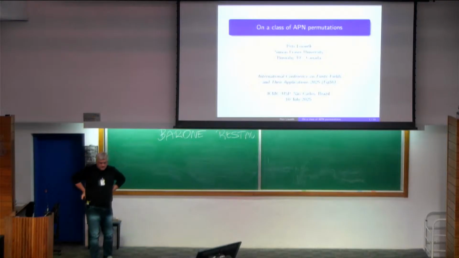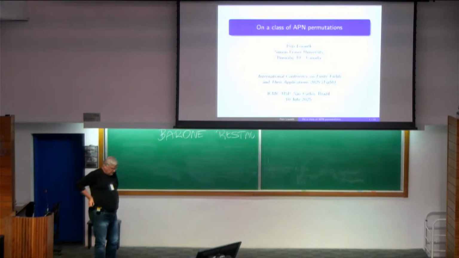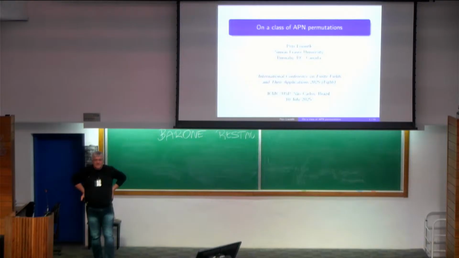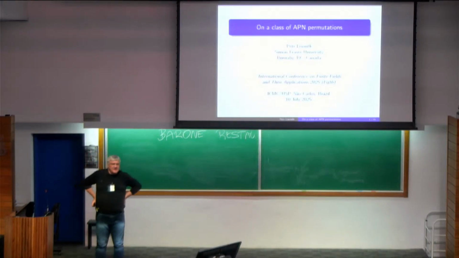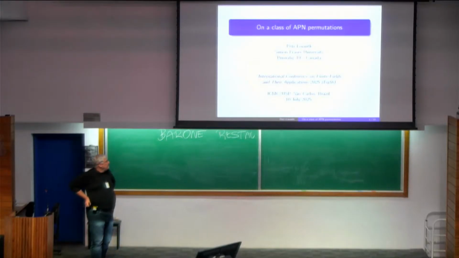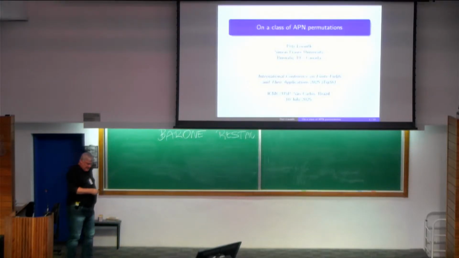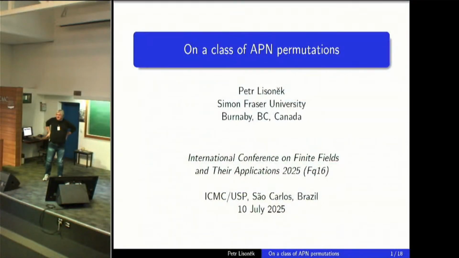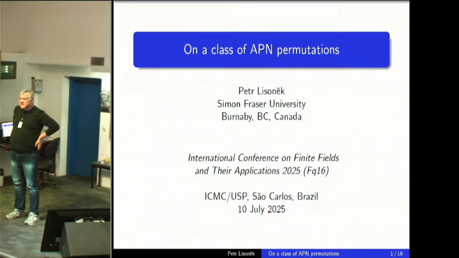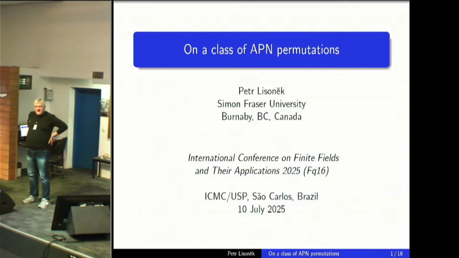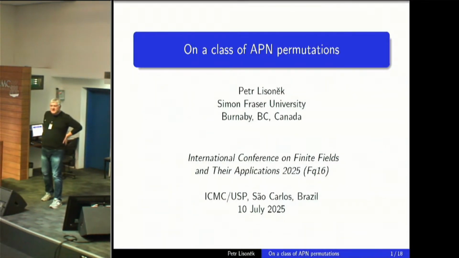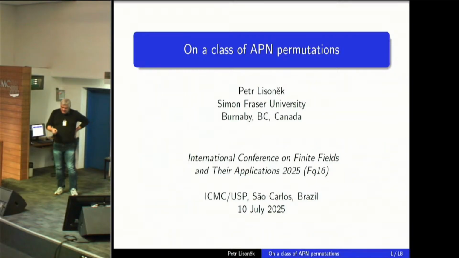Okay, our second speaker is Peter Listenek, who's going to tell us about a class of APN permutations. Thank you. I'd like to thank the organizers for setting up this very nice event in this beautiful country. My role will be a little easier because we already had a very nice talk by C-Ham yesterday that partially dealt with APN functions, and we just had Valentin's talk, so I'll be able to go a little faster over some of the concepts.